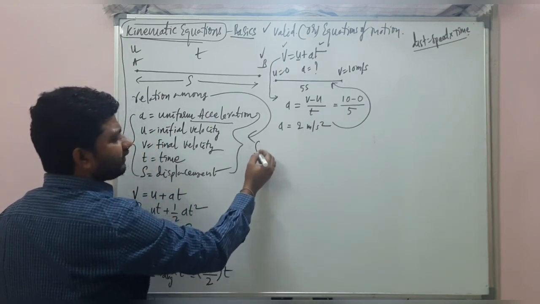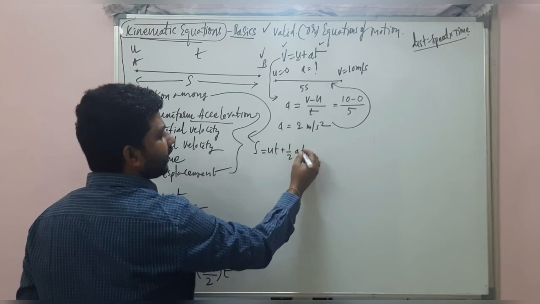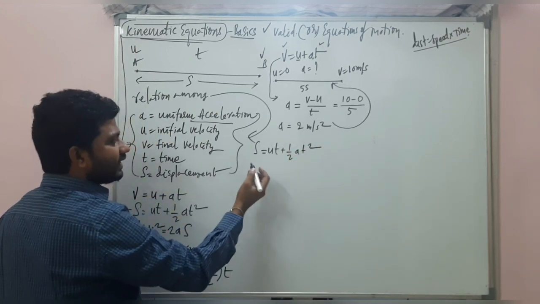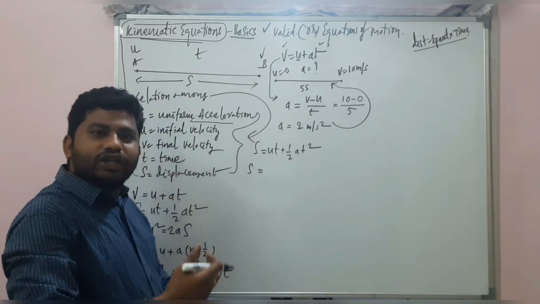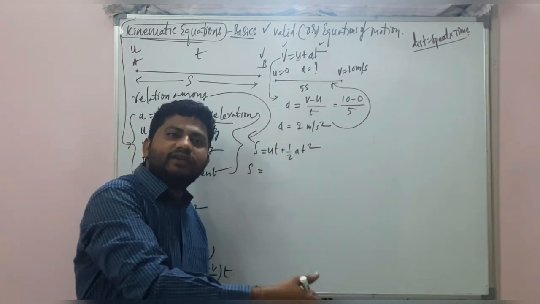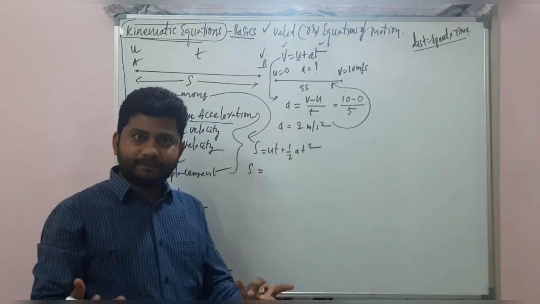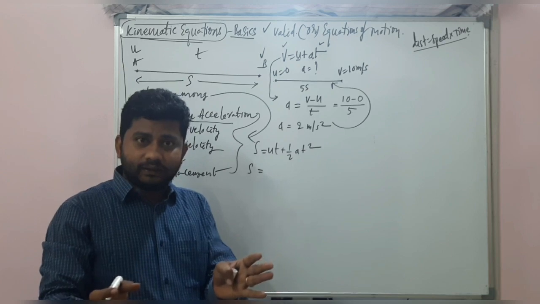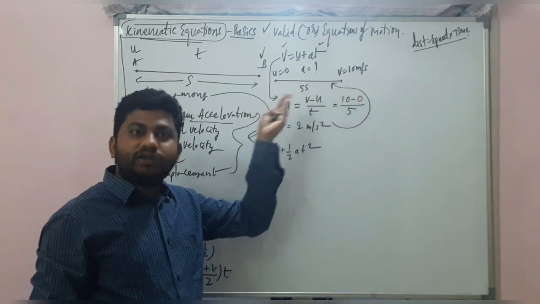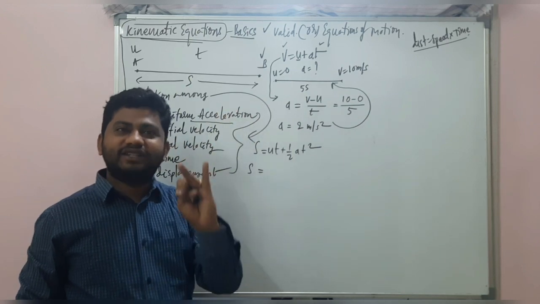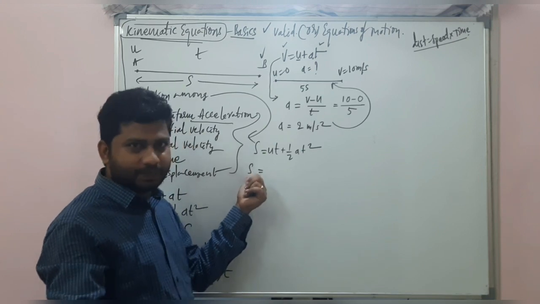So the distance traveled, S, is equal to ut plus half at square. What is S? Displacement or distance traveled. As the body is moving in a straight line without turning back, the distance and displacement taken by the body are the same. That's what I am saying, distance or displacement.